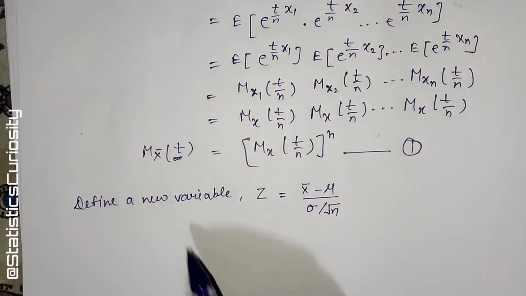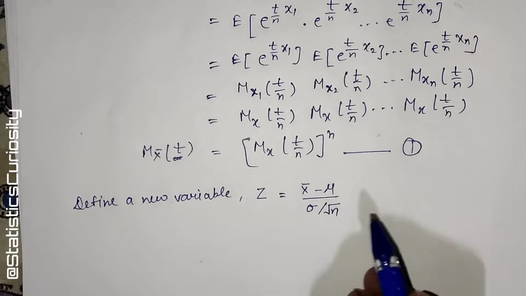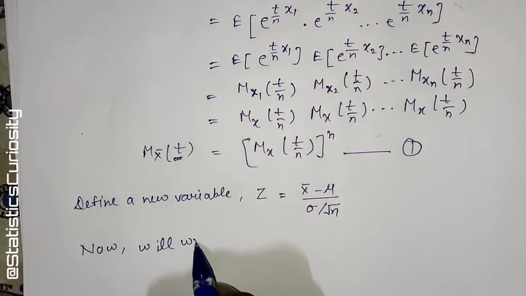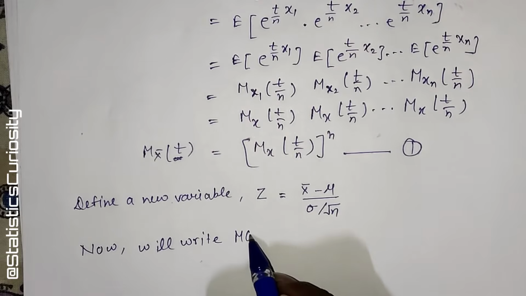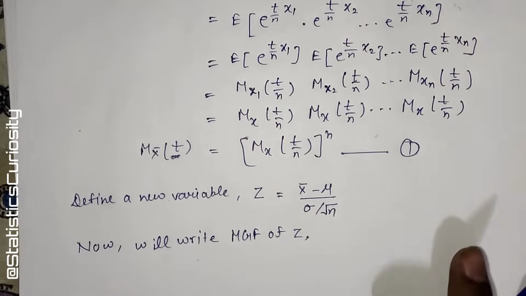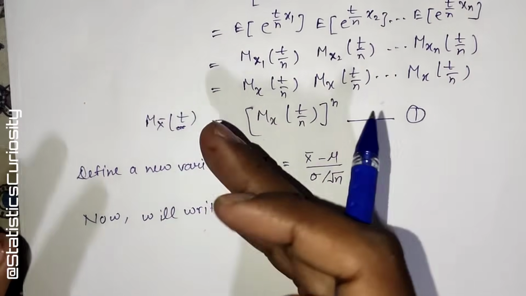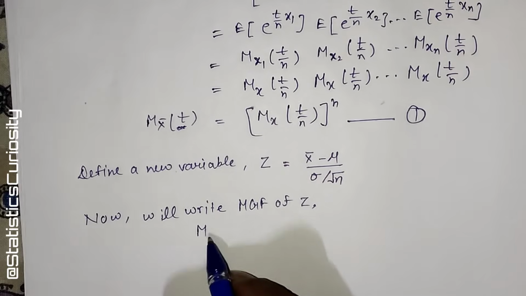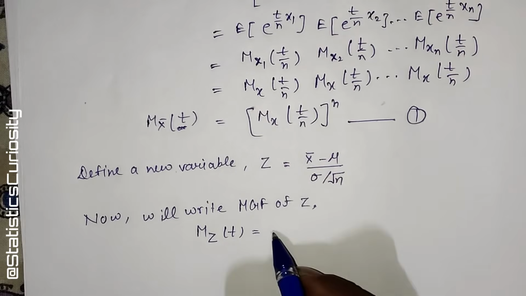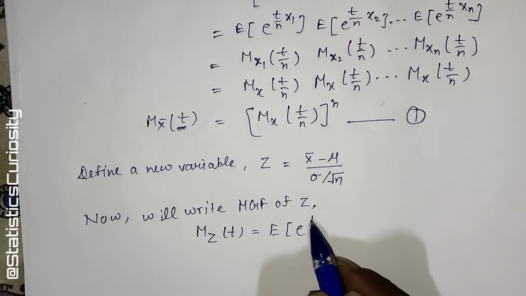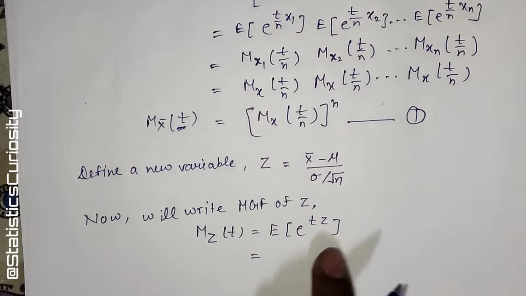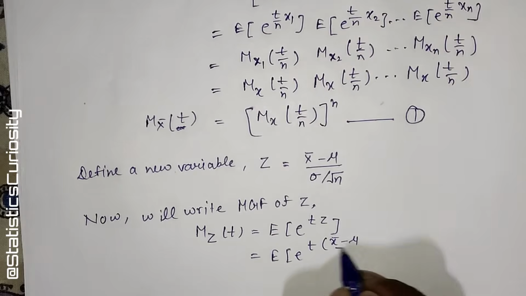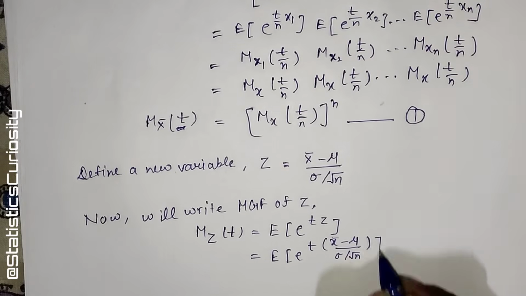Now, having defined a new random variable, we will write the moment generating function of Z. As we all know, the moment generating function of X is the expectation of e raised to the power tX. So the moment generating function of Z will be MZ(t), and that will be the expectation of e raised to the power tZ. Now we will substitute the value of Z: expectation of e raised to the power t times X bar minus mu divided by sigma divided by square root of n.